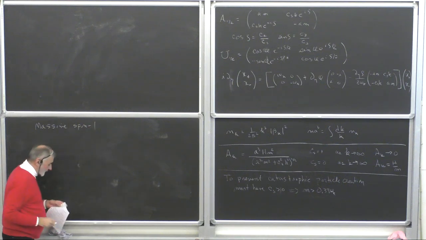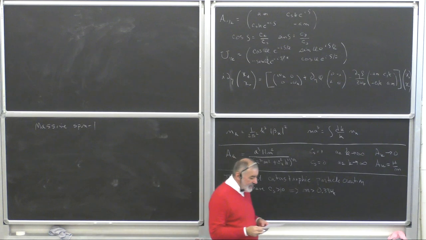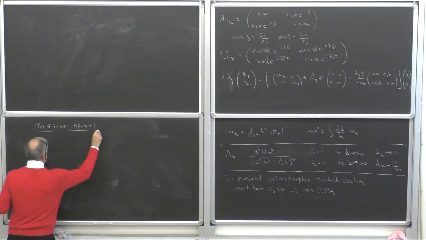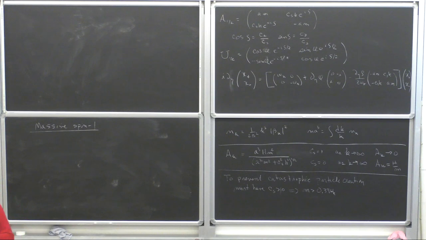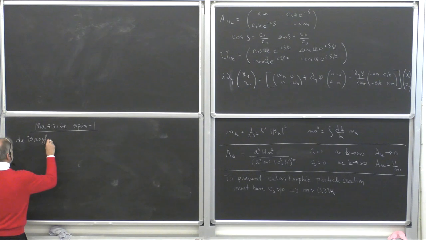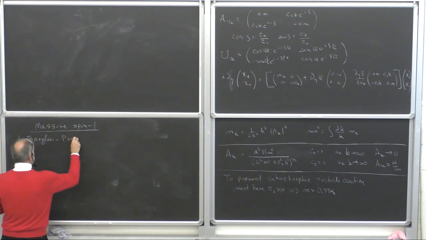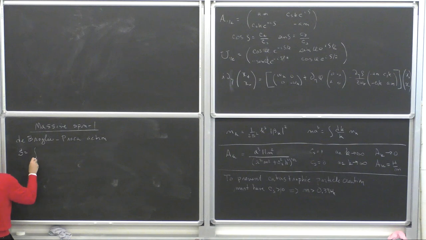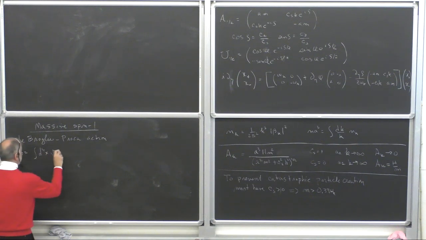So let's look at the massive spin one field. And what action are we going to start with? It's sometimes called the Proca action. I first learned about it as the de Broglie-Proca action, because I learned about it from a student of de Broglie, Cecile DeWitt. De Broglie was Proca's thesis advisor. So again, let's start in Minkowski space.